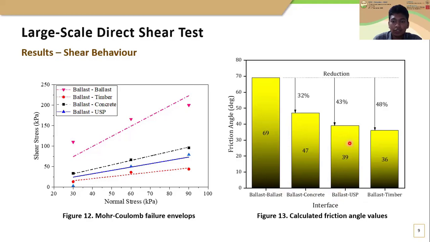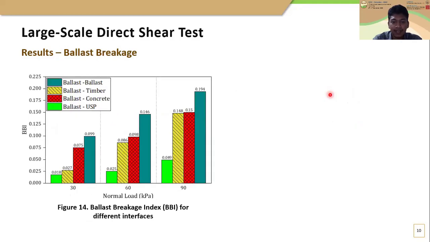Also, here you can see the reduction percentages of friction angle for each sleeper ballast interface with respect to the ballast interface. At the end of each test, ballast samples were sieved and the particle size distribution was obtained in order to evaluate the ballast particle breakage. Then the ballast breakage was calculated for each case based on the ballast breakage index proposed by Navaratnarajah and others in 2005, as shown in this figure.